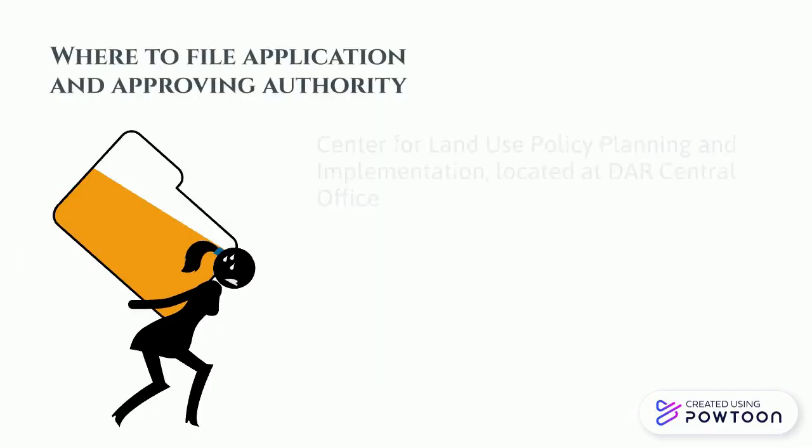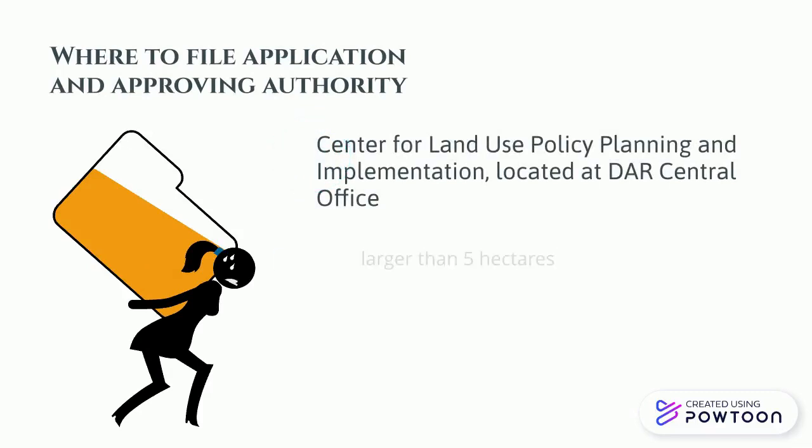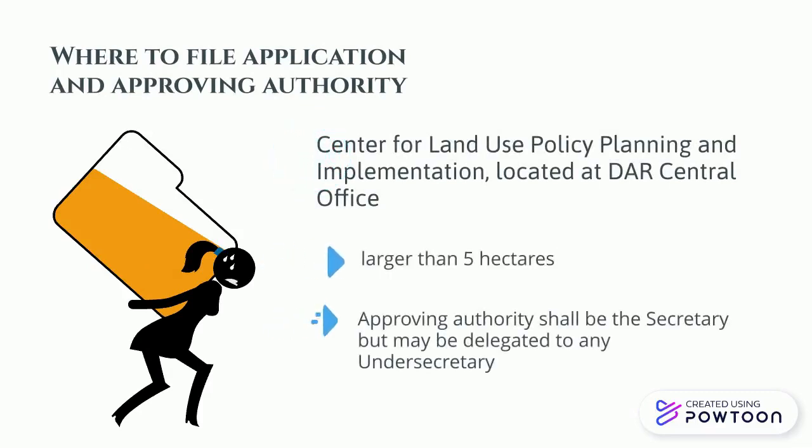And then to the Center for Land Use Policy Planning and Implementation, located at the DAR Central Office, for applications involving lands with an area larger than 5 hectares. The approving authority shall be the secretary but may be delegated to any undersecretary.